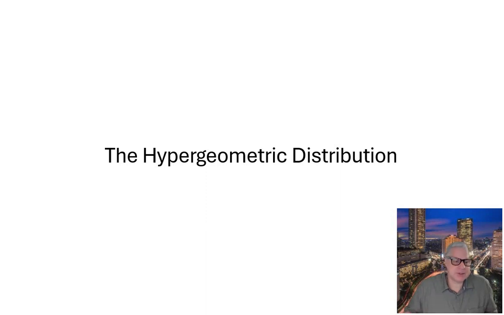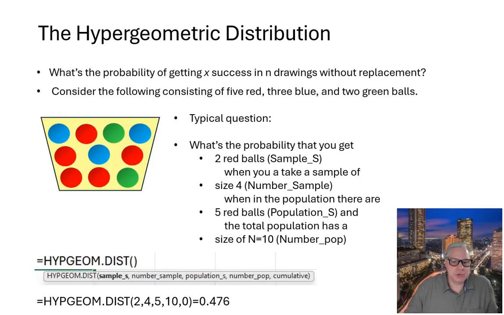All right, let's talk next about the hypergeometric distribution. That is a distribution which is typically used for questions related to drawings without replacement. A typical question would be, let's say you have a bowl, and in that bowl you have, for example, 5 red balls, 3 blue, and 2 green. If we ask, in a sample of 2, so I can draw 2 balls, what's the probability that I get 2 green?